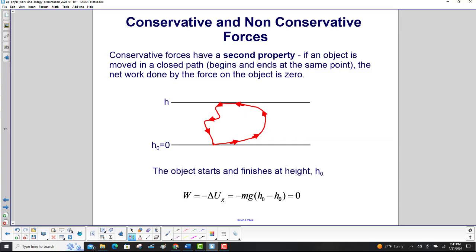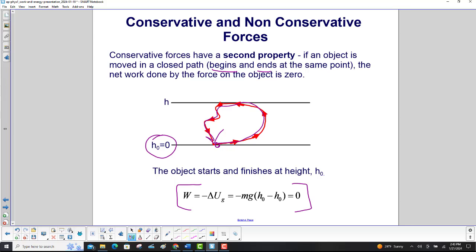Conservative forces have a second property. If an object is moved in a closed path, that is, it begins and ends at the same point, like this here, the net work done by the force on the object is zero. So in this case, the object starts and finishes at height h equals 0. So we use our work equation here, and we find out that no work is done and the potential energy doesn't change.